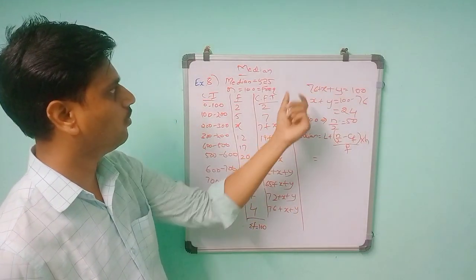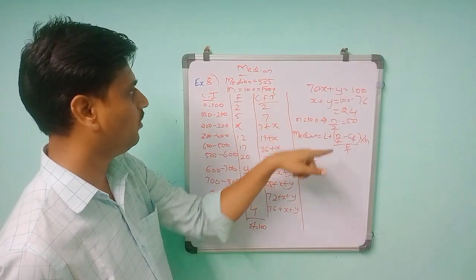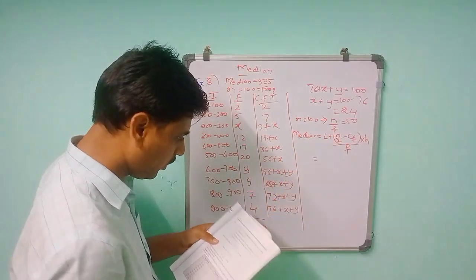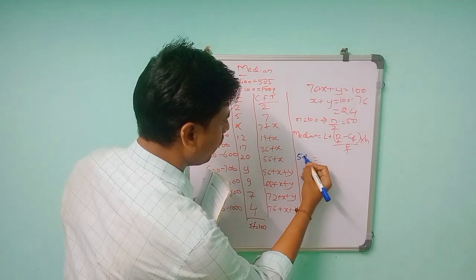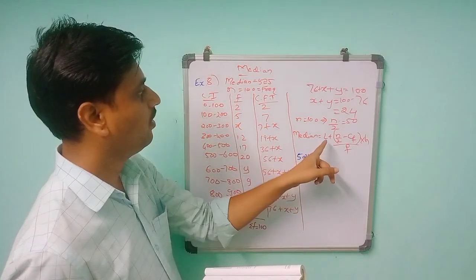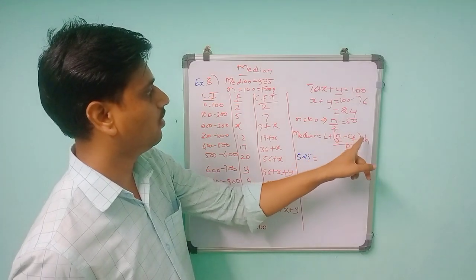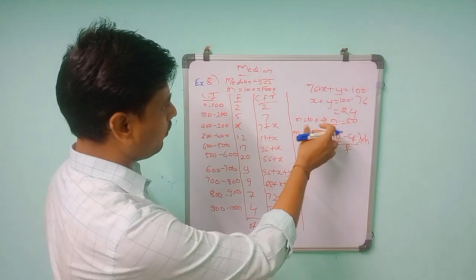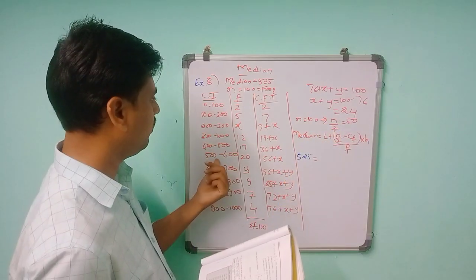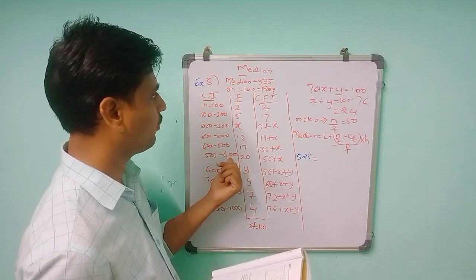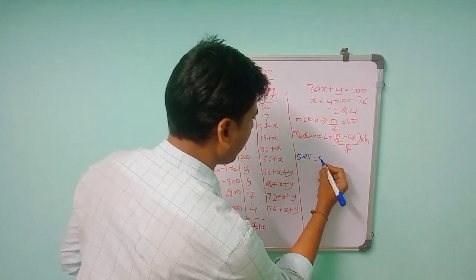After finding this, we have to find the x and y values separately, but they gave the median value as 525. The formula is L plus (n by 2 minus cf) divided by f into h. The median 525 lies in the class 500 to 600. This will be the class interval, so the lower limit is 500.